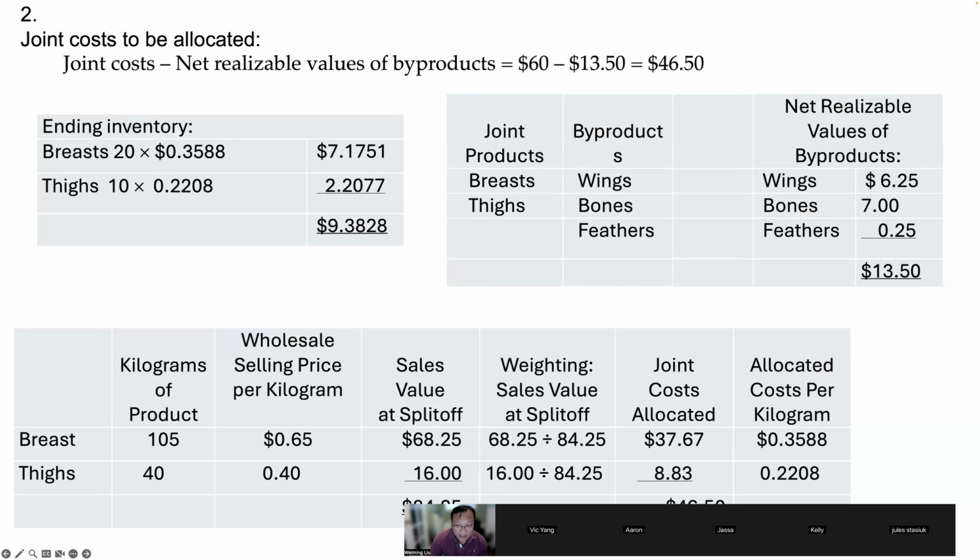So now you're gonna do the same calculation, but this time just using the two joint products, right? So you calculate their revenue, right? So if you sell all the breast, all the thighs, what is the revenue? And then you calculate what's the relative proportion among the two product. Okay, and then you would allocate this time not $60, right? You would allocate the $46.50.